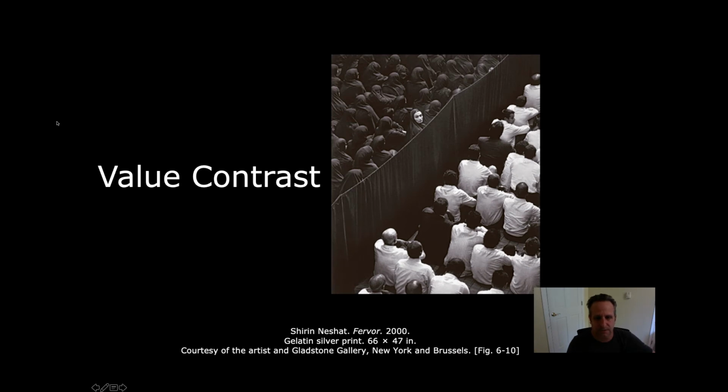Shirin Neshat, this is a photograph that has not only a contrast between black and white, but it's men, women. There's this kind of emotional contrast. There's this very stark division between the two. It's a pretty powerful image.